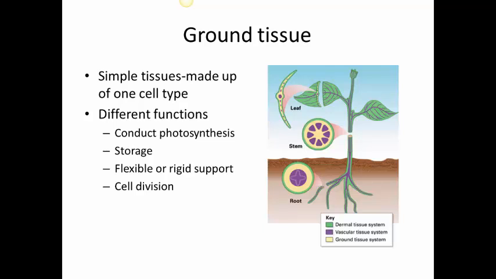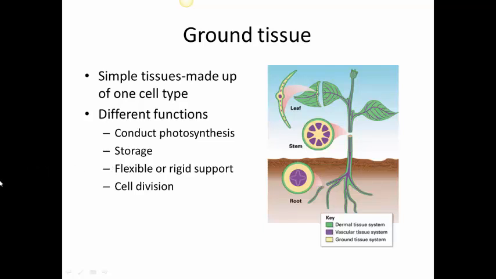In the leaf, many of these ground tissue cells that surround the vascular tissues are conducting photosynthesis. The ground tissue also performs storage functions for the plant. So think about a potato, which is actually an underground stem. That's ground tissue that's loaded with starch, an energy source for the plant. Ground tissue can provide flexible or rigid support for the plant.